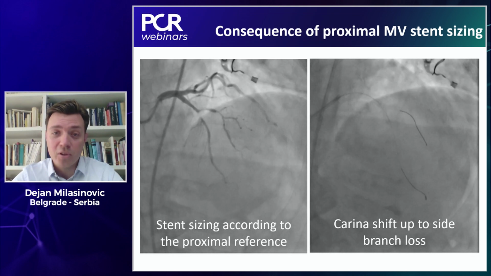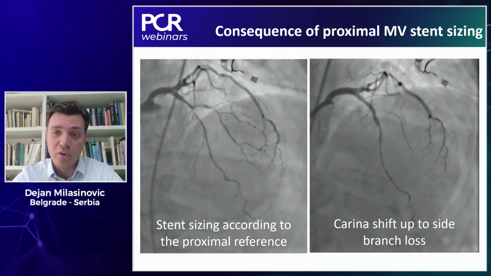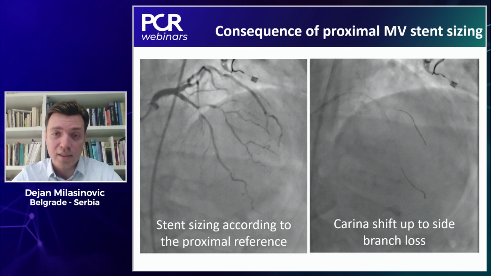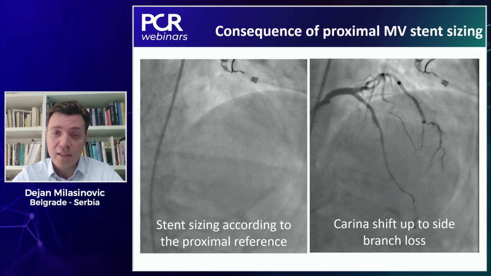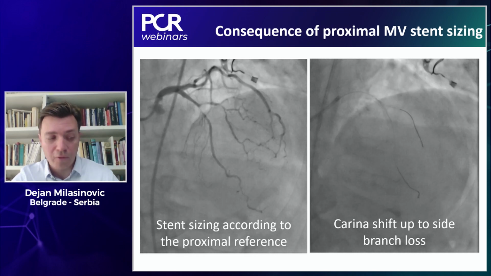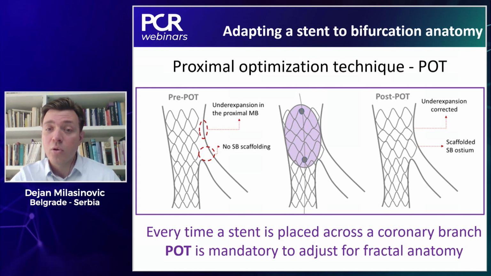So this is the very first mistake that you can make when performing provisional, and that is not to size the stent correctly, and the correct sizing is according to the distal reference. Now, sizing a stent according to the distal reference creates the natural problem of not having an adequate result in the proximal segment. And you see this on this slide, and we have been talking about POT for some years now, and POT is the solution to this problem.